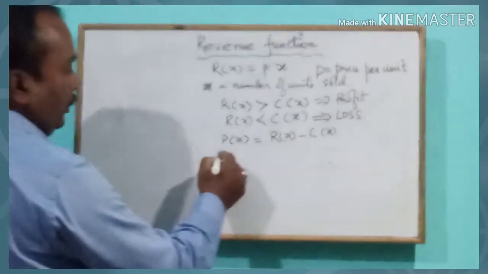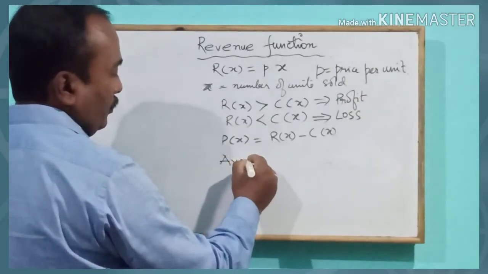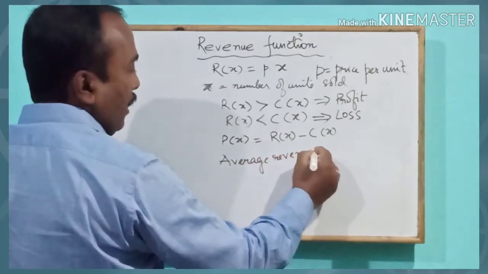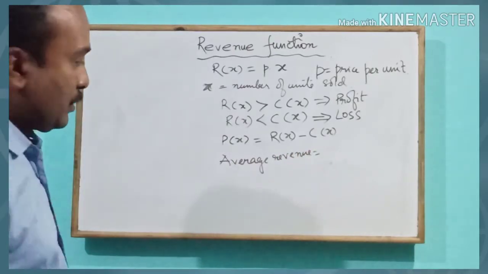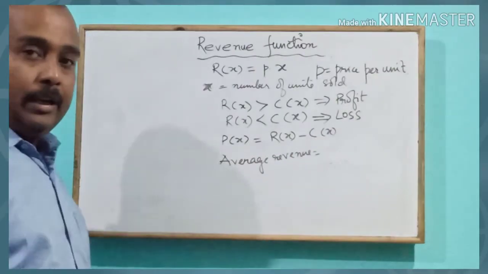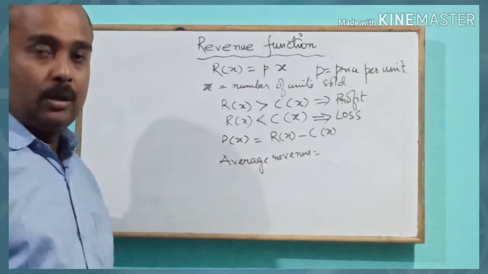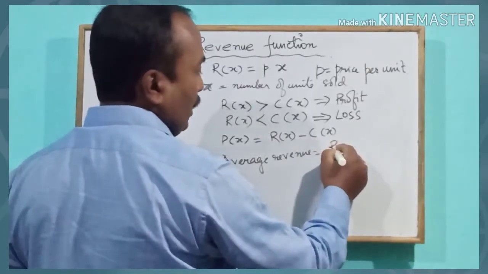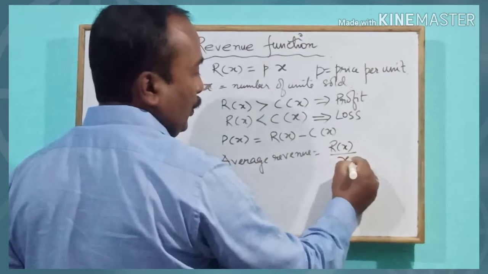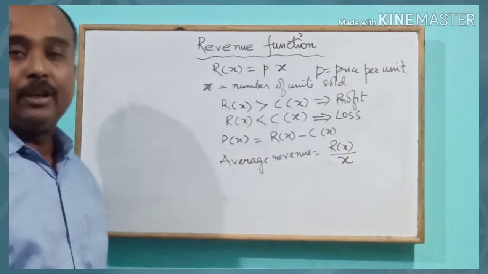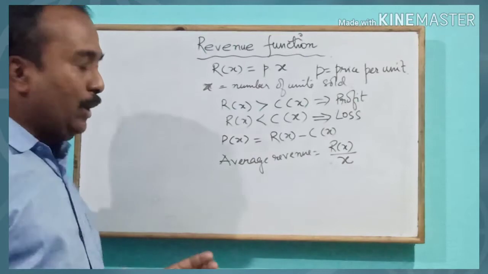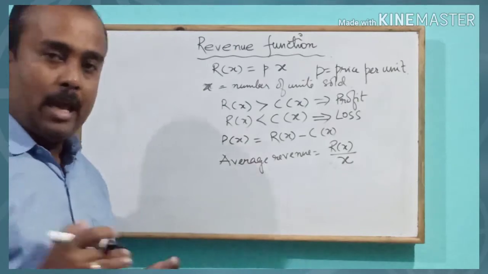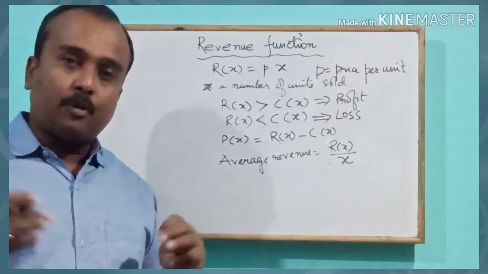What is average revenue? Just like average cost function we have studied, average revenue means the revenue per unit of sale of the product. So revenue function divided by the number of units sold will give you the average revenue. Okay, now we have understood cost function, revenue function, average cost function, average revenue function, as well as profit function.